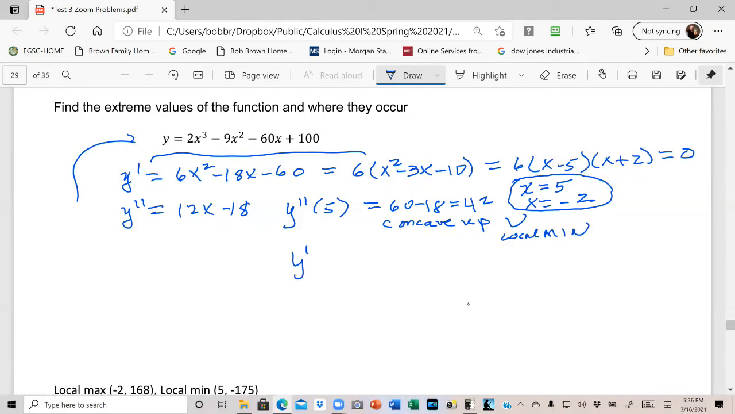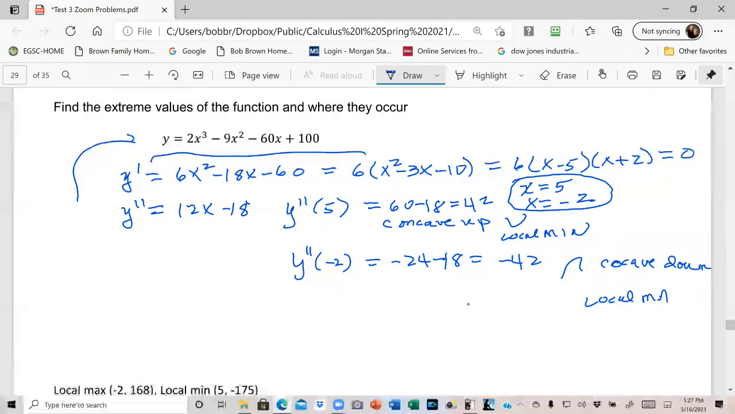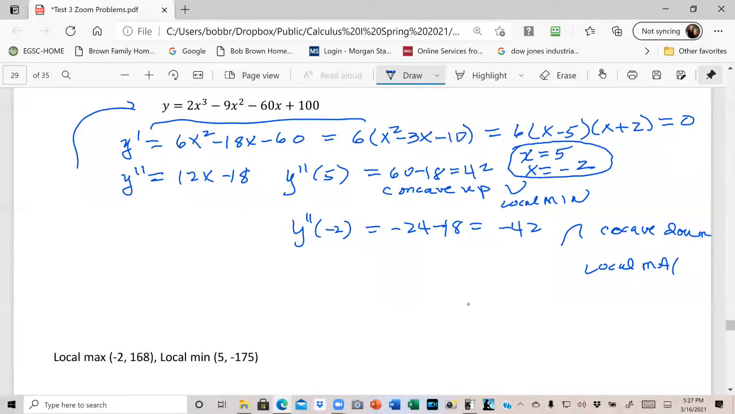Now we plug in the second derivative at minus 2, and we get minus 24 minus 18 equal minus 42. That means it's concave down, a local max. So the answer is written down here. Plug in your minus 2 and plug in your 5, and you'll see the local max is 168. The local min at x equal 5 is minus 175.